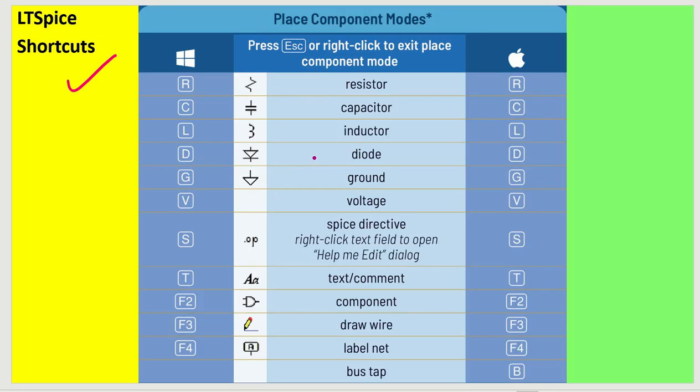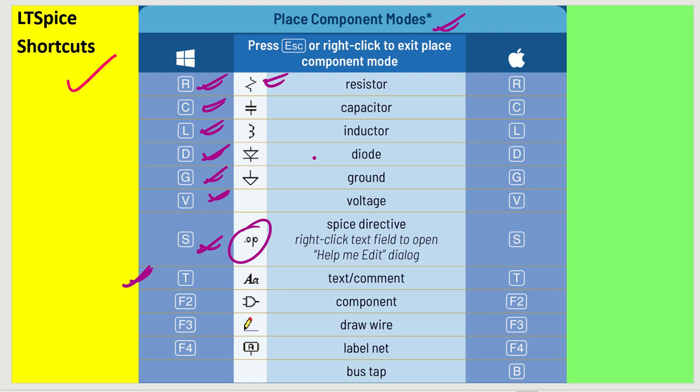Now this is going to be very very important. To place a resistor, you have to press R. So R for resistor, C for capacitor, as we have already seen, L for inductor, D for diode, G for ground, V for voltage source, S for a SPICE directive. Okay. And if you want to put some text, like you want to have some comments, so that you can understand what the circuit is all about, so you want to write some comments or text message about that particular circuit, so you can press T.